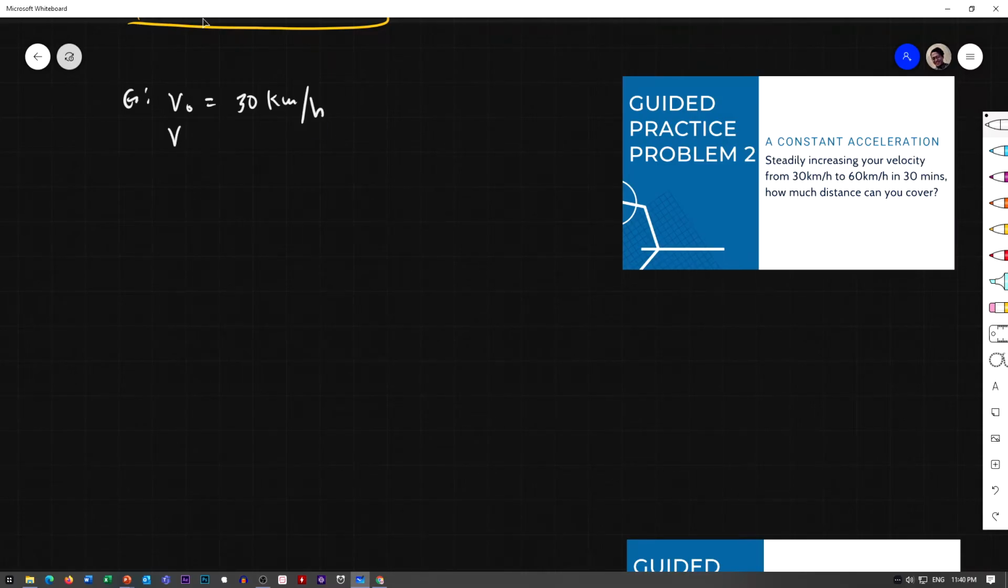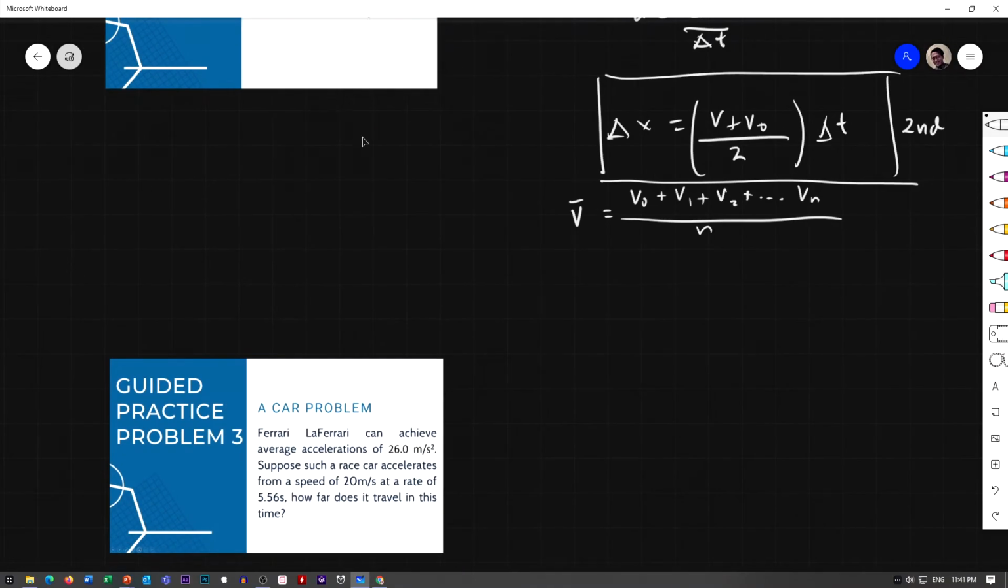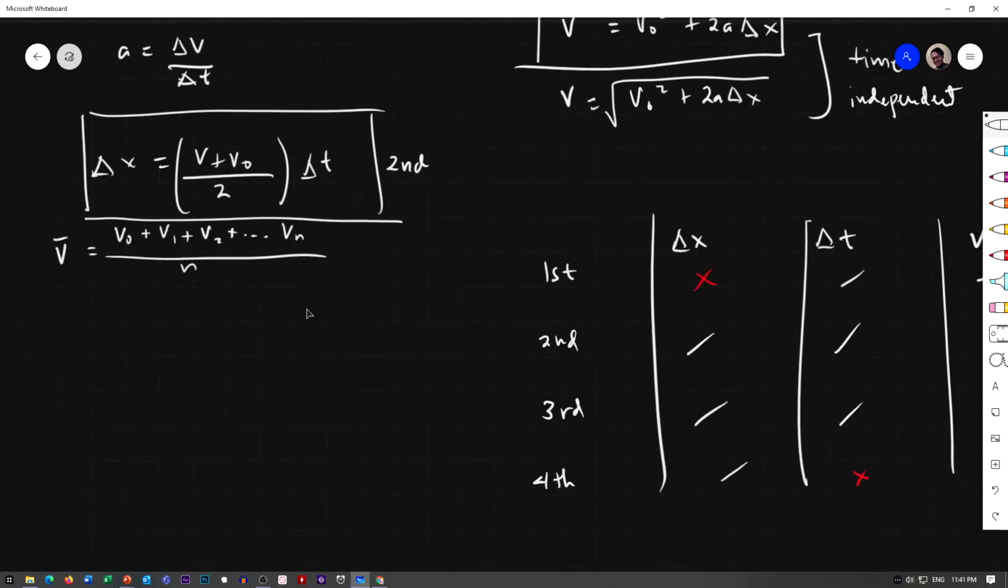Then we have final velocity, which is 60 kilometers per hour. Okay, our time is delta t, 30 minutes. Okay, and then finally our required is distance or displacement. So in this case, delta x. Right? So taking a look at our table. So what's the variable that is missing? It is a, right? So taking a look here at our table.